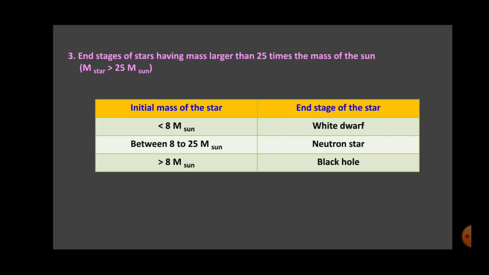black hole stage. So here is the summary. If the initial mass of the star is less than 8 times the mass of the sun, then the end stage is the white dwarf. If the initial mass is between 8 and 25 times the sun's mass, then the end stage of the star is the neutron star. And if the initial mass of the star is more than 25 times the mass of the sun, then it ends in the black hole.